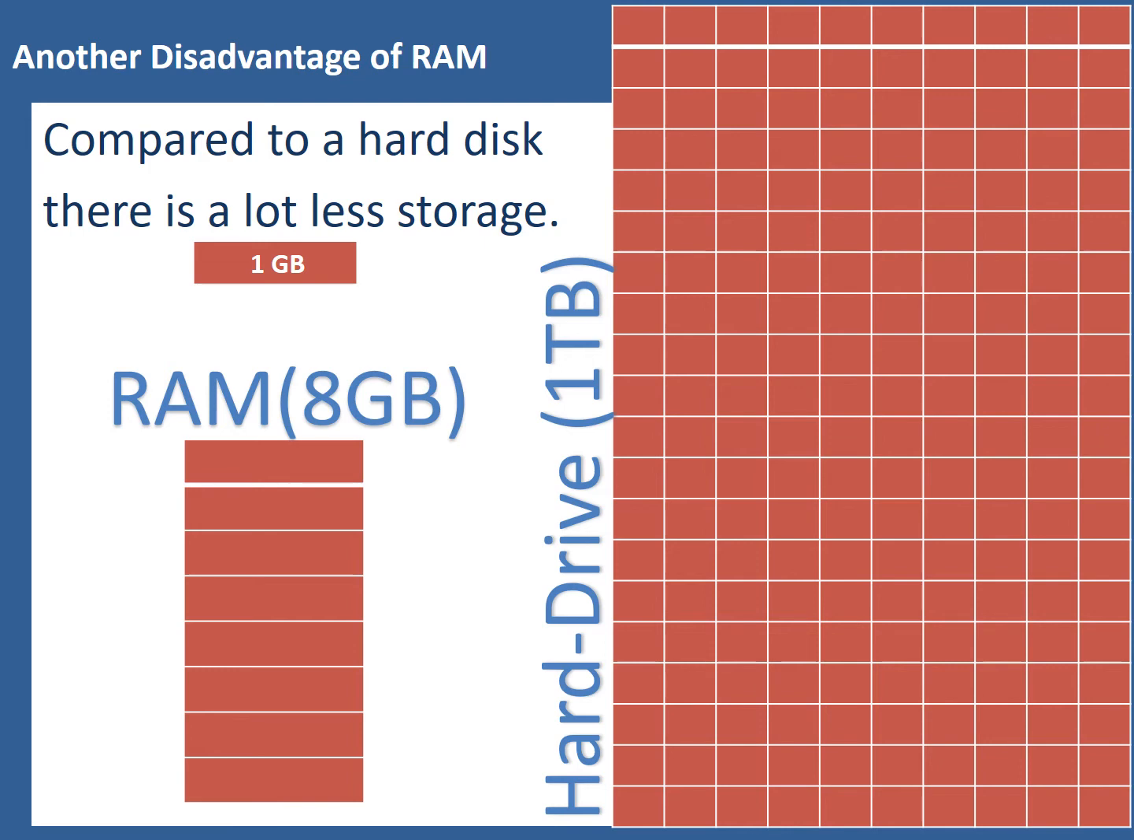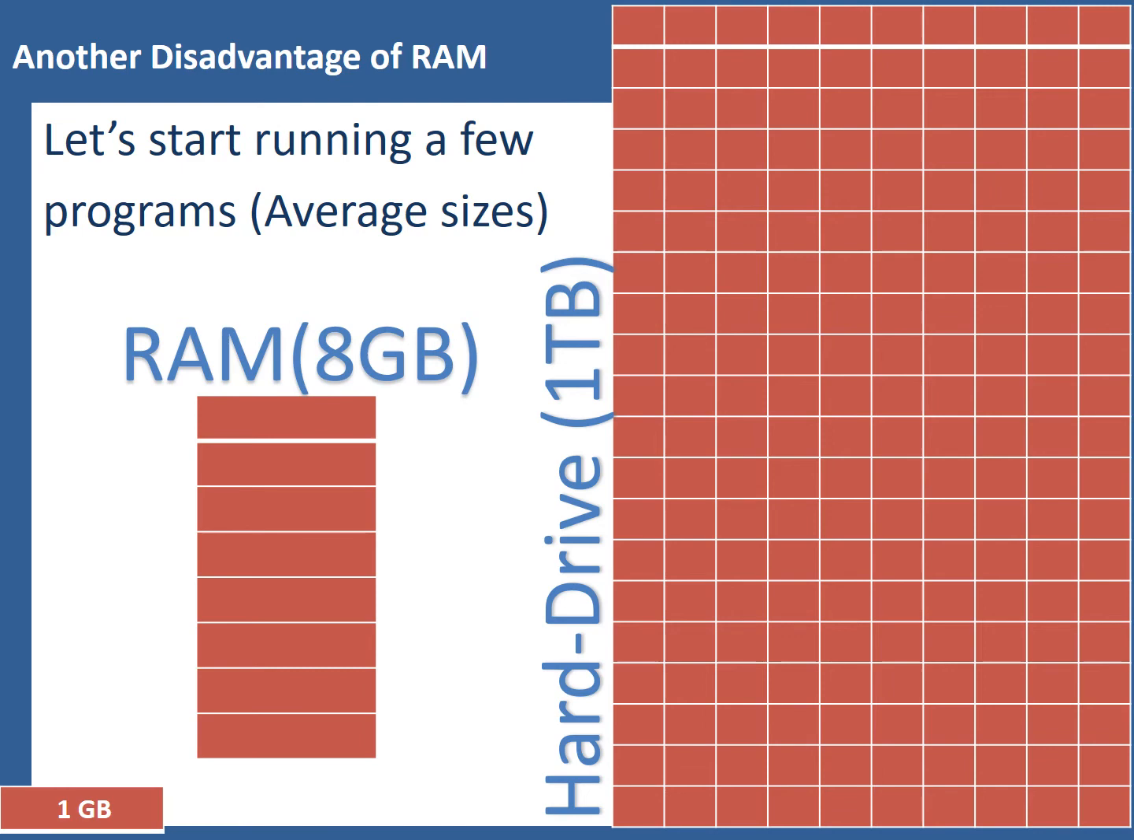I've represented this in a diagram on this slide. Each red box or square is worth 1 gigabyte. And you can see that we've then got 8 slots for RAM, and we've got an awful lot more for our hard drive. Now remember that data in RAM is deleted when we turn it off, but let's start trying to run a few programs in RAM.